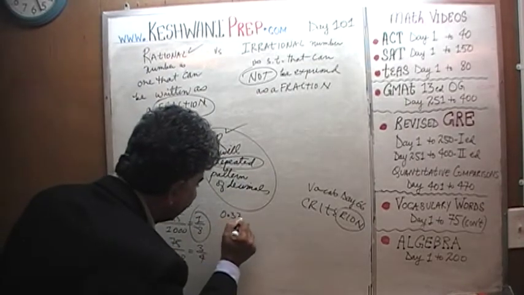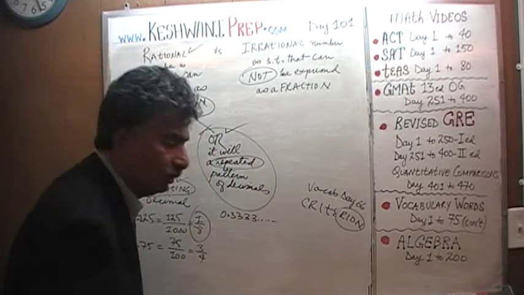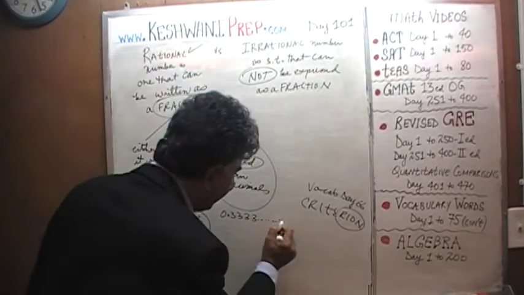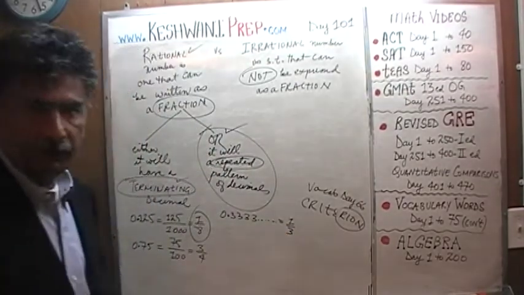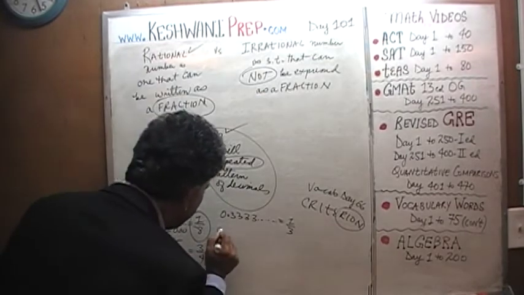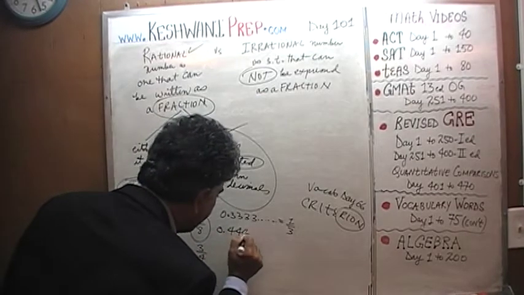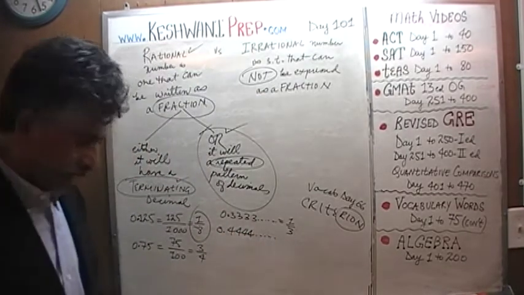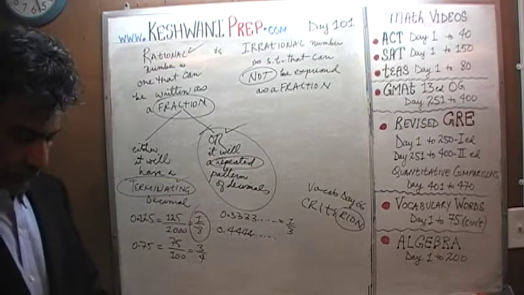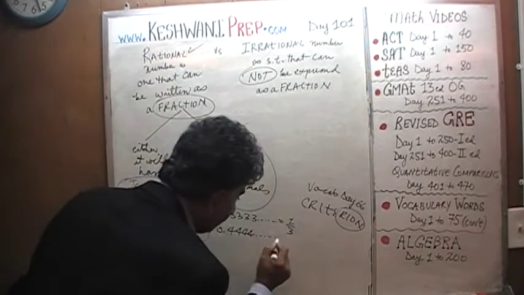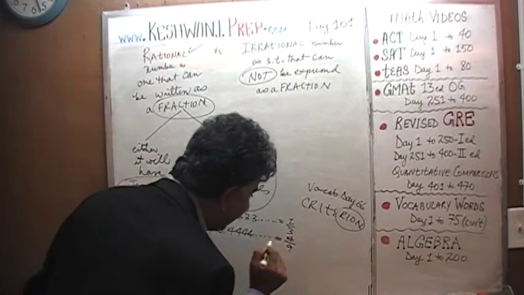For example, 0.333333 goes on and on. Well, that can be written as a fraction. That is simply 1 over 3. So here's another one. How about 0.444444 forever and ever? That can be written as a fraction. If you do the work, you will find out that it is simply 4/9.